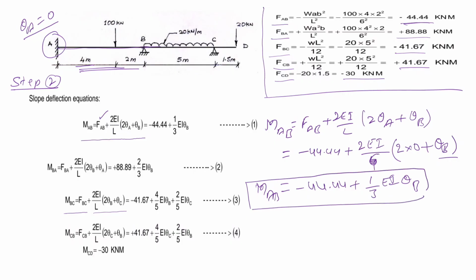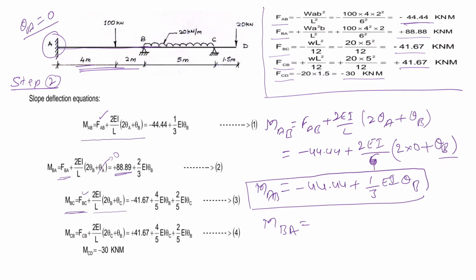Similarly, we can calculate MBA. FBA plus 2EI divided by L into 2 theta B plus theta A, that is equal to 88.89 plus 2 by 3 into EI theta B, because theta A is 0.